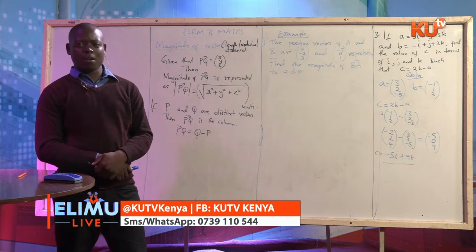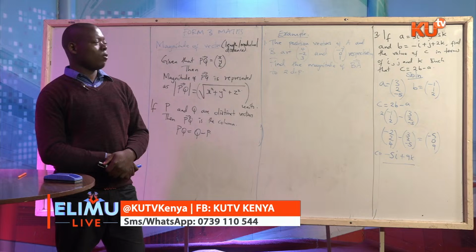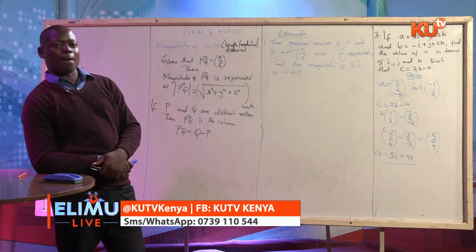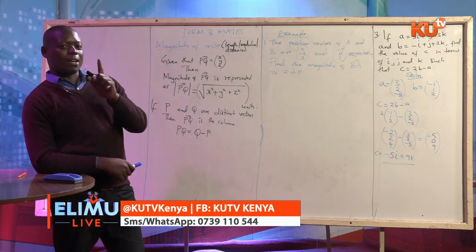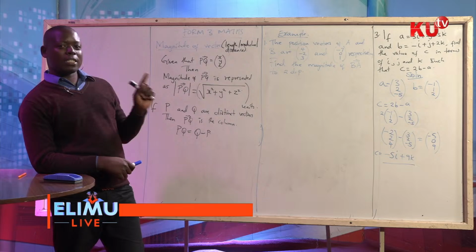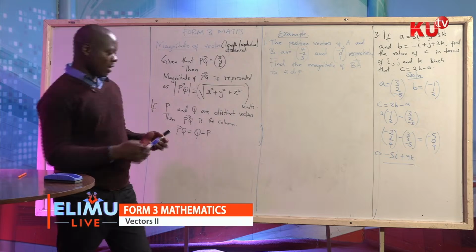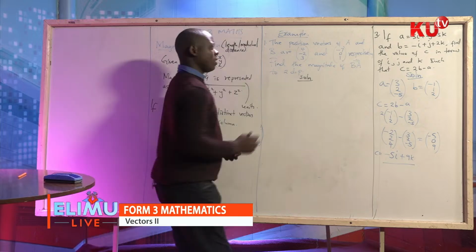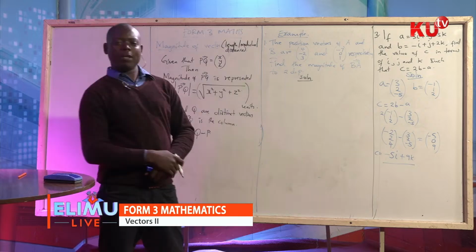So where do we start, my students? Where do we start such a question? How do we evaluate this? Good. The first thing is to know what is the position vector, right? What do we mean by position vector, students?